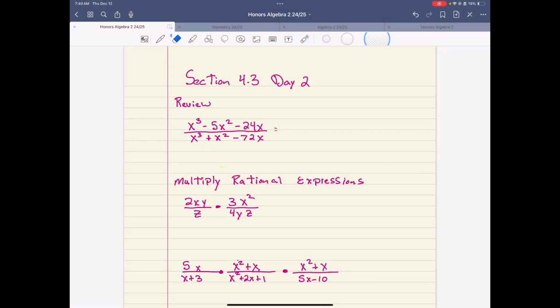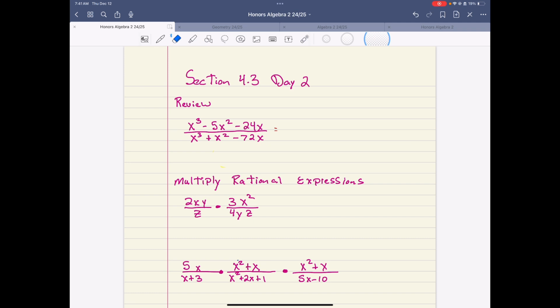All right, welcome to day 2 of section 4.3. We've covered 4.3.1. I know 4.1 and 4.2, where did they go? They'll come back at some point in time. But we're on section 4.3 of day 2.